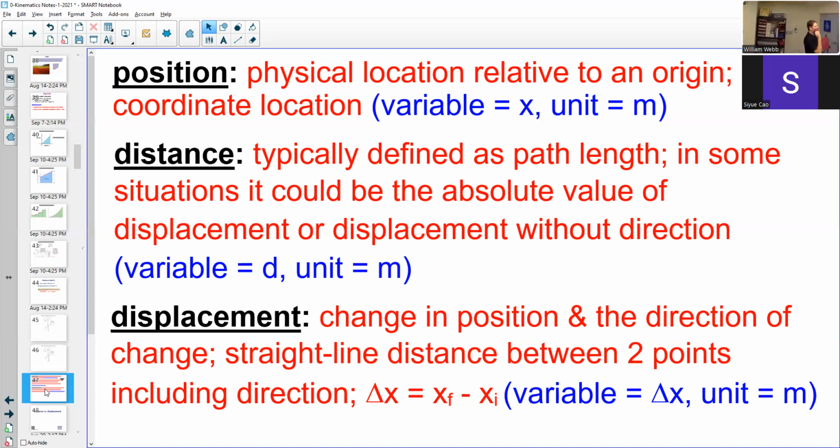All right, any questions about these words? Position, distance, or displacement?